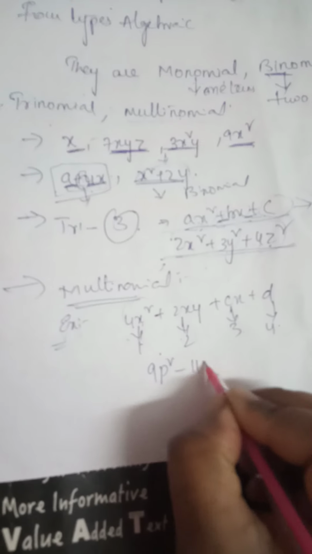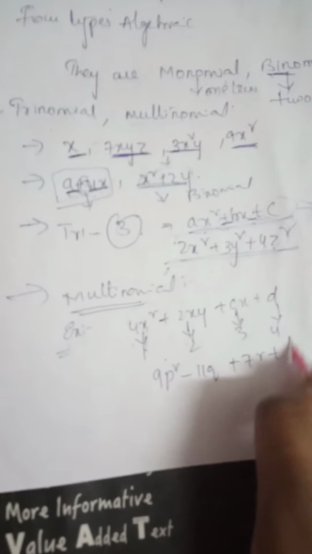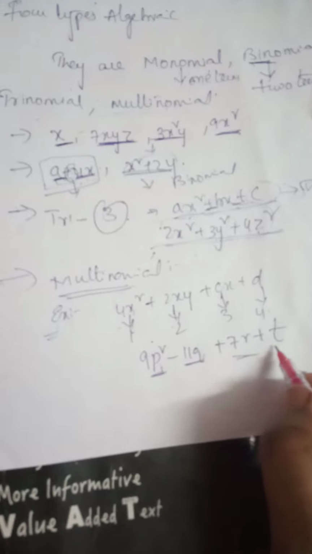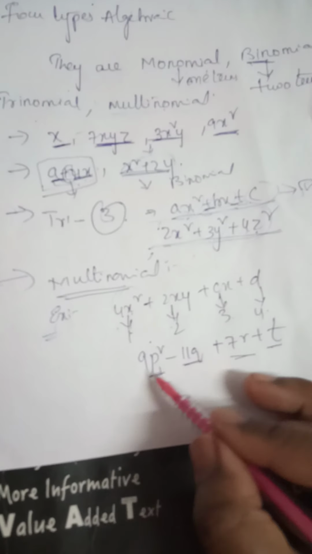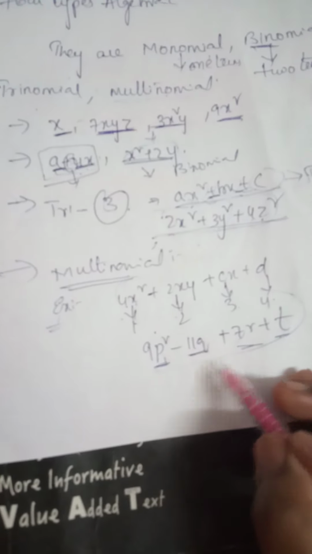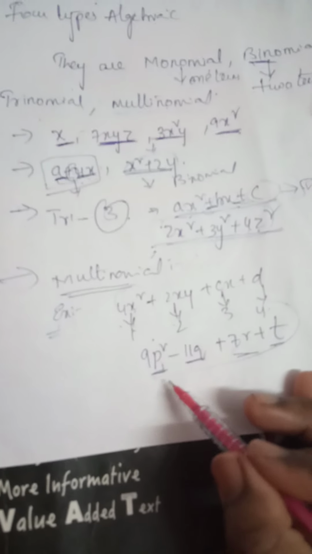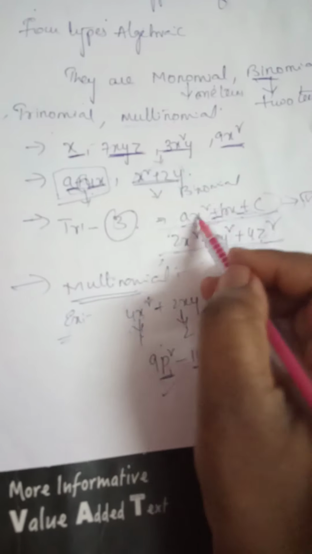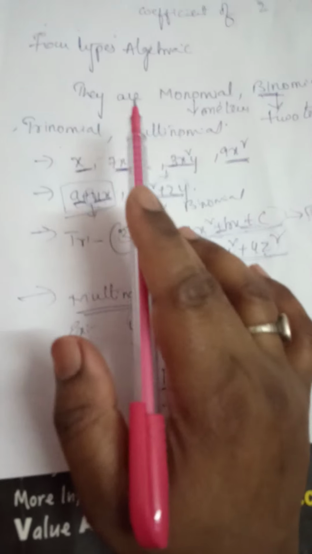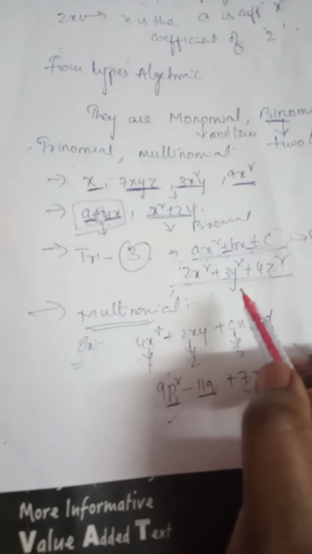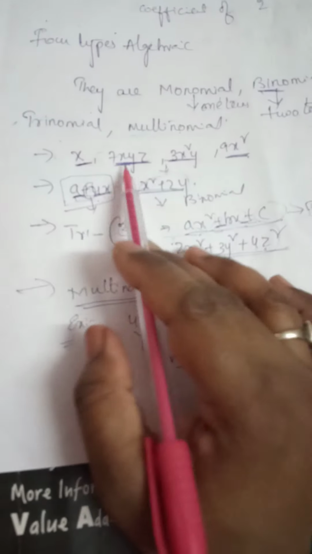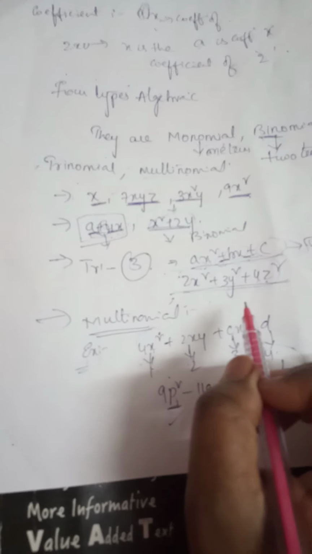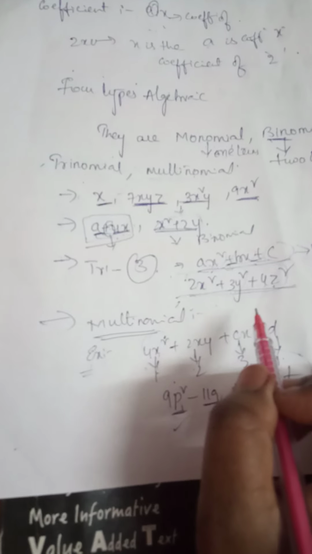9p square minus 11q plus 7r plus t. Okay. Here 9p square, 11q, 7r, t. These four terms are considered to be a multinomial expression. Did you understand about multinomial, binomial, trinomial, monomial, these four types of algebraic expressions? Did you understand the examples also? Easily you can identify what are the mono, bino, trinomial, and multinomial expressions.